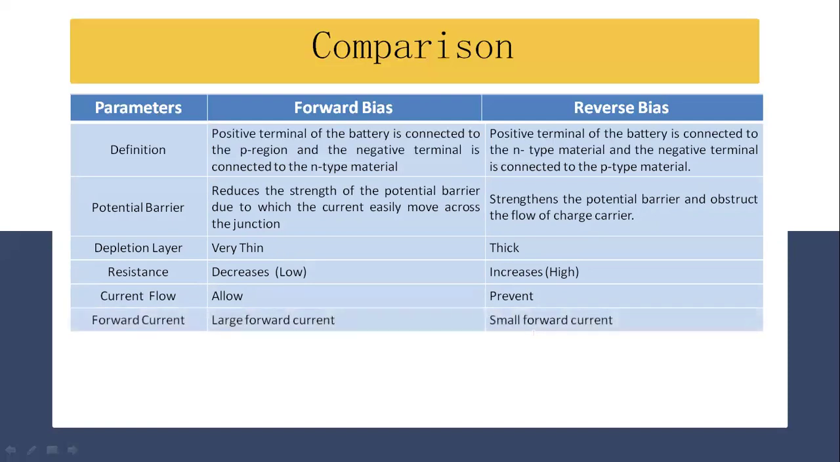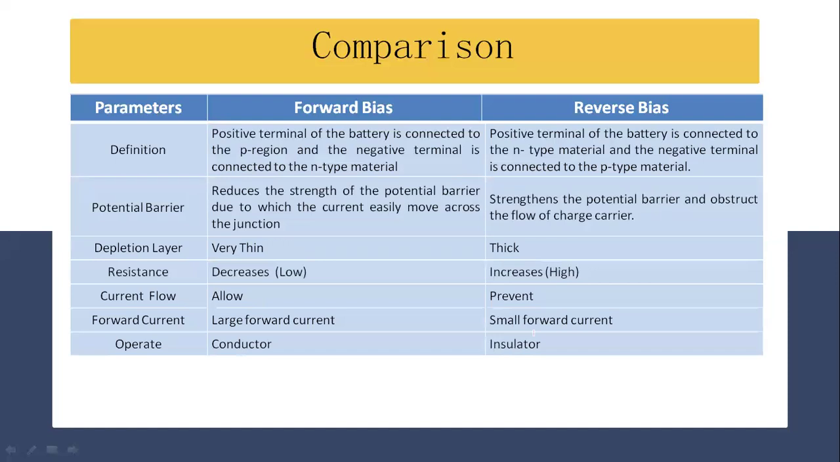We have a very large amount of forward current in forward bias, whereas in reverse bias, there is a small current, and that is because of your minority charge carriers. We can say that forward bias operates as a conductor, whereas reverse bias operates as an insulator.